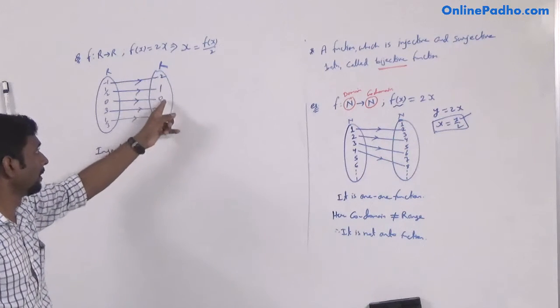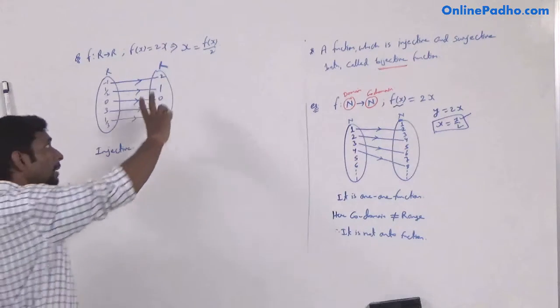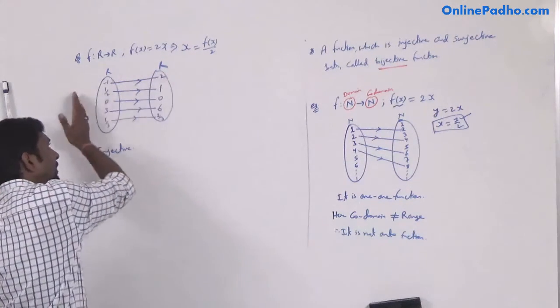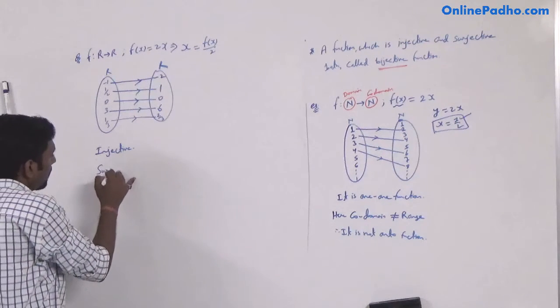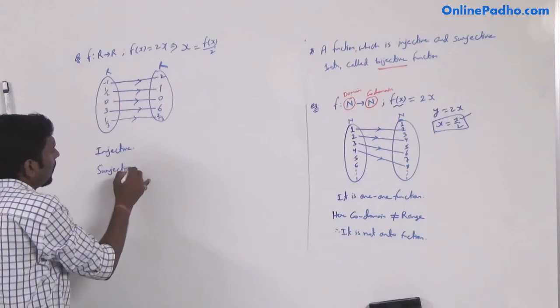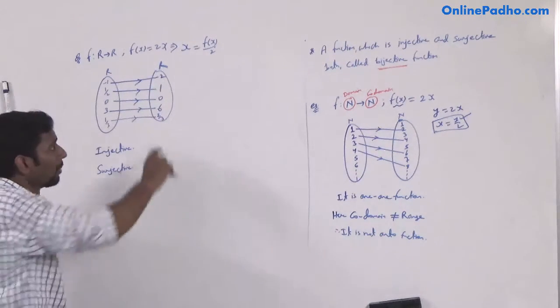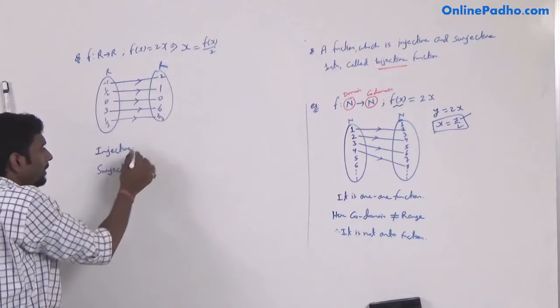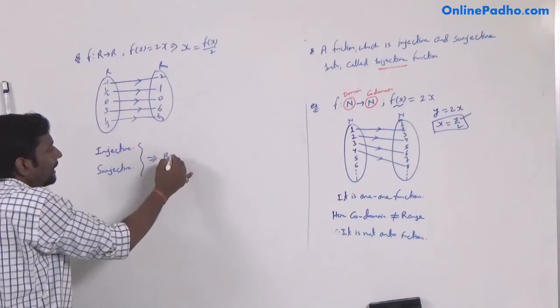There is no single element in the codomain which has no pre-image in this. For each and every element in its codomain, there must be a pre-image in its domain. So in this case, we can say that this is also surjective. Why surjective? Because here, codomain is equal to the range. Codomain and range are equal, so this function is surjective. If a function is surjective and injective both, it is called a bijective function.